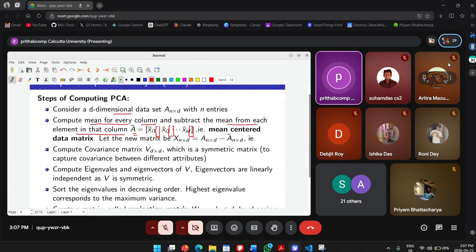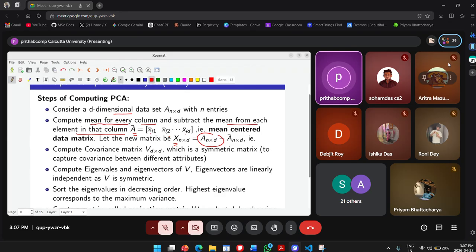Sorry, this is not the matrix, this is simply the average written over here. I've written it as a bar. So this is basically the mean of the first column, mean of the second column, mean of the third column, and then we subtract this from the original matrix, and this is the mean centered data matrix. X is the mean centered data matrix.